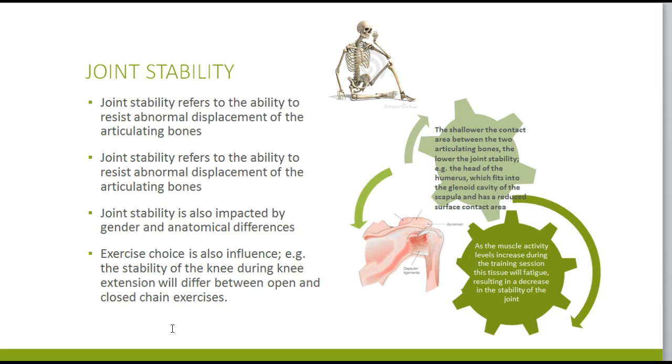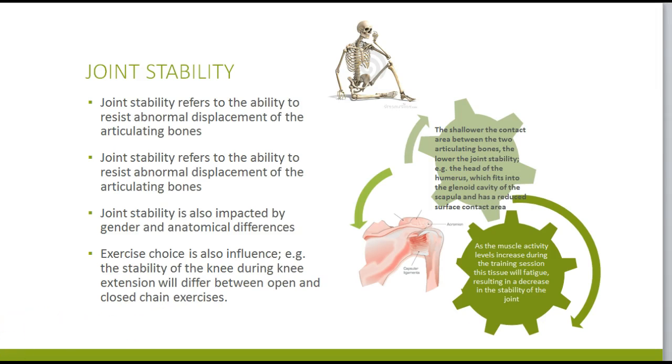So exercise choice is also influenced if we need to stabilize joints. If you're writing exercise programs for people, you need to make sure that you are training both the prime mover and the antagonist muscle, so the opposing muscle groups. If you're going to work the front of the shoulders, you've got to work the back of the shoulder to make sure that you stabilize the joint.